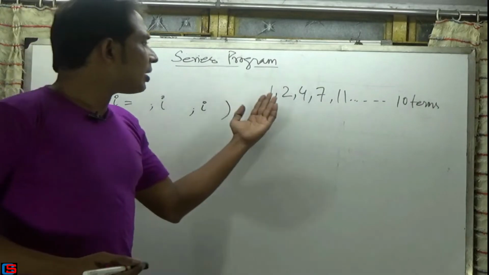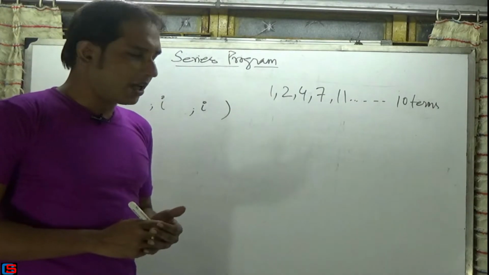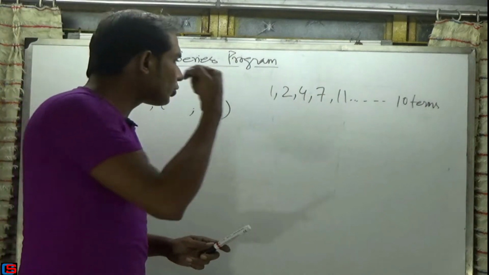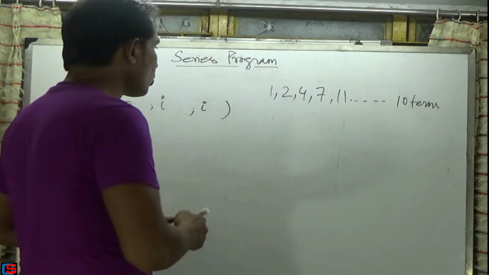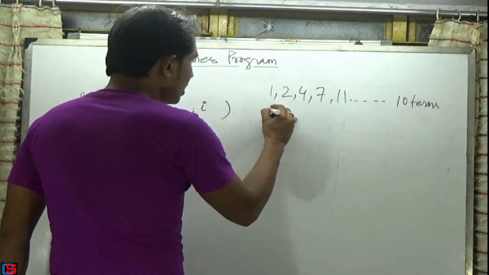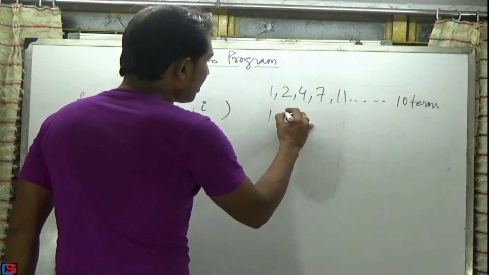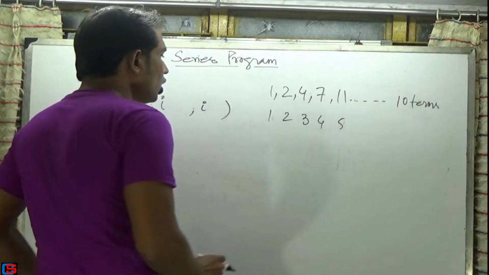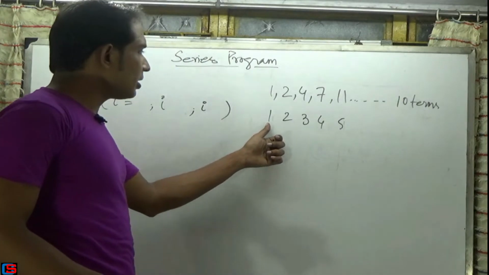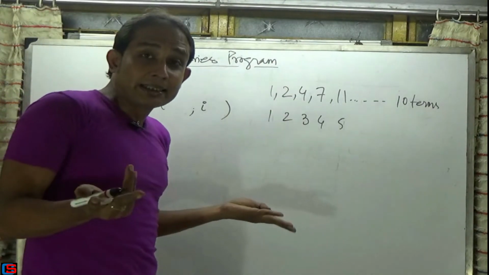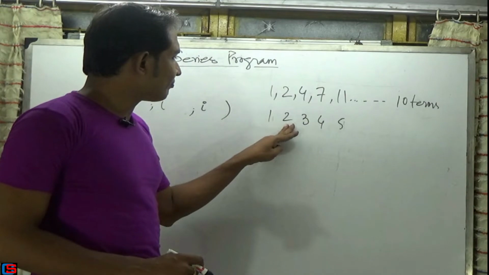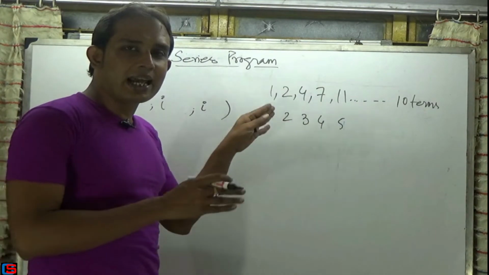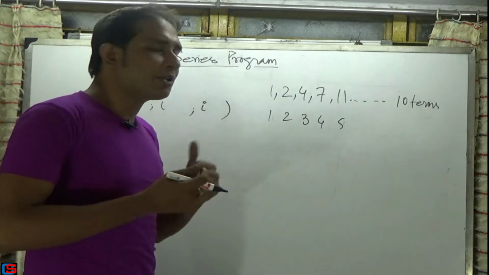Okay, now come to the fifth program, series program: 1, 2, 4, 7, 11. If I apply the previous trick, I write down the position. So it becomes 1, 2, 3, 4, 5 and so on. After squaring this number, cubing, subtracting, adding, or multiplying, nothing can be generated.